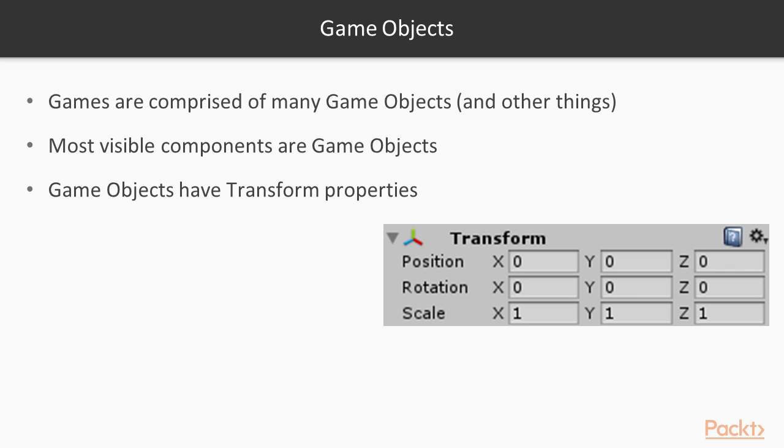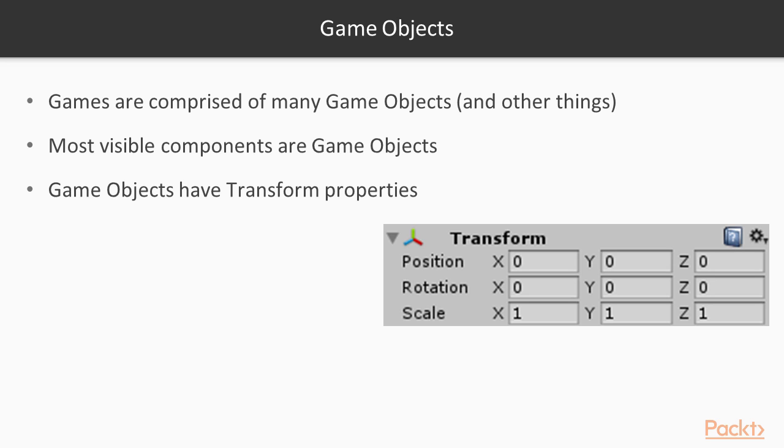You hear the term game object used frequently. That should come as no surprise. You cannot have a Unity game without game objects. In fact, your game is comprised of game objects. Not everything in your Unity game is a game object, but most visible elements are.